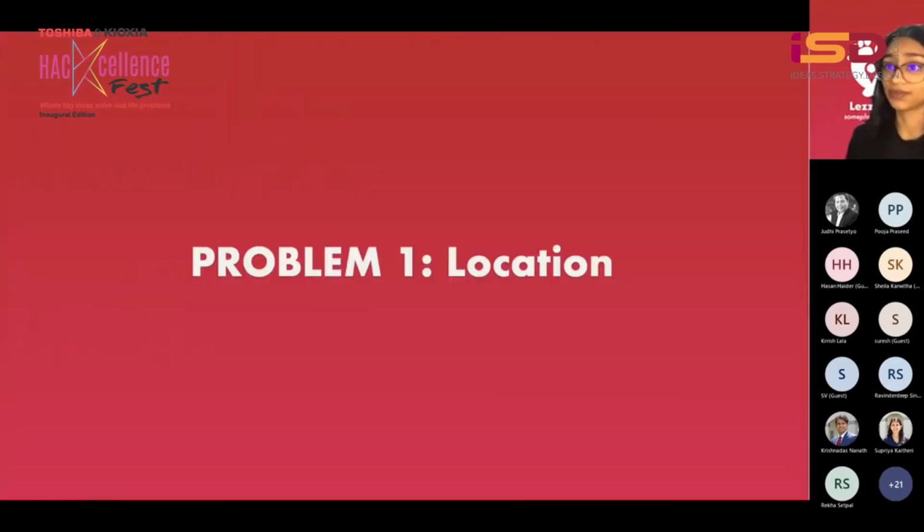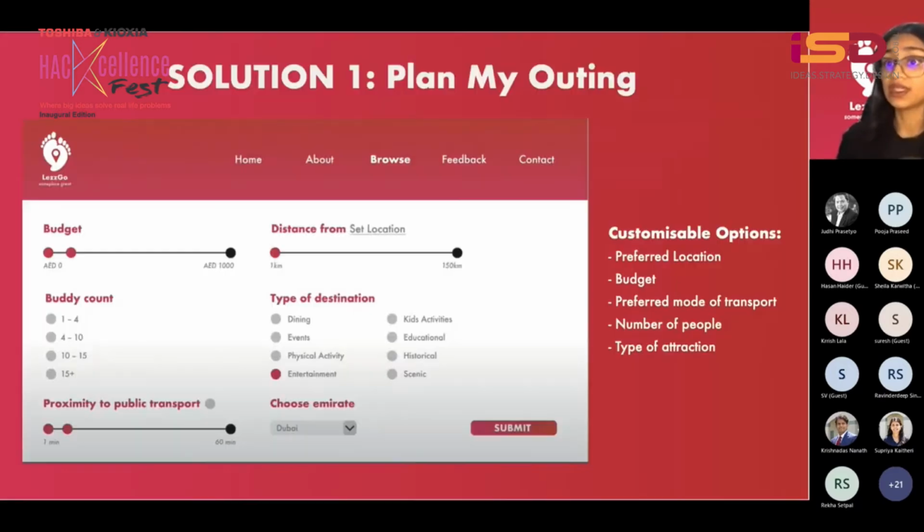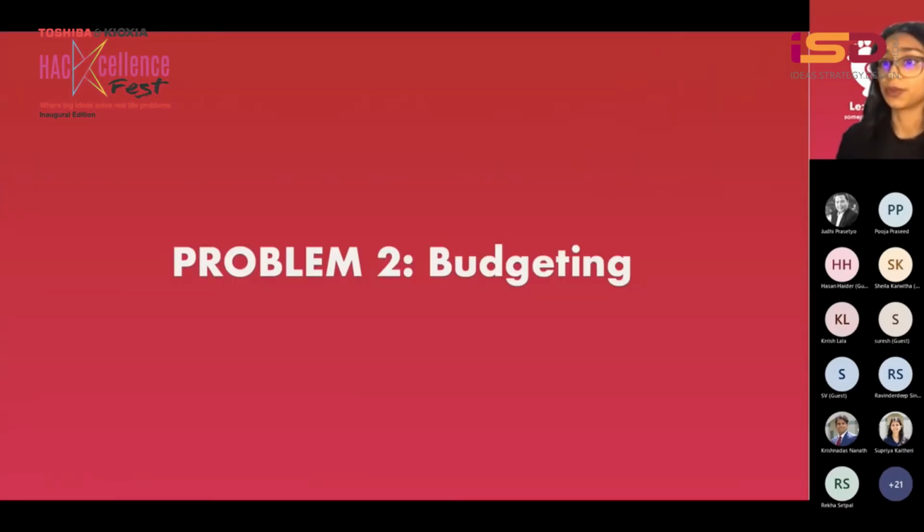Here I have solution 1. Good afternoon. My name is Mahima Magesh, and here I present to you Let's Go, Someplace Great. This is what the website option of Let's Go looks like, with all the set of filters that the user might apply to a series of search results to provide a fully customized list of local entertainment options available. Simple, problem solved. That brings us to problem 2.